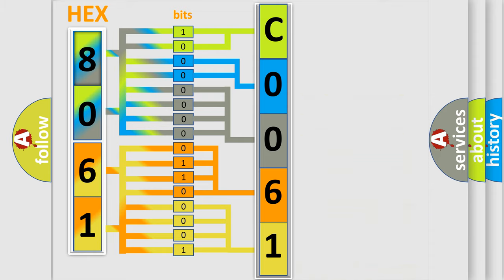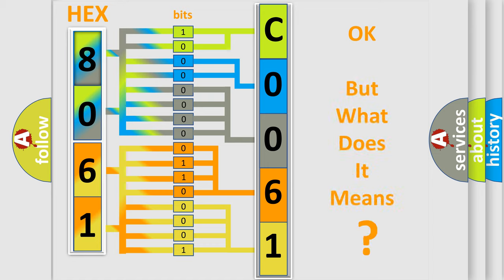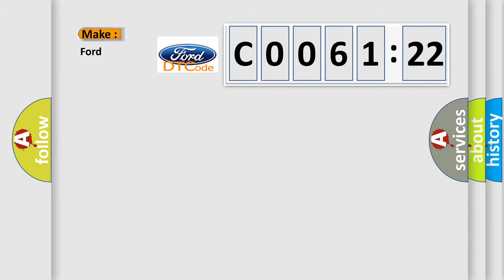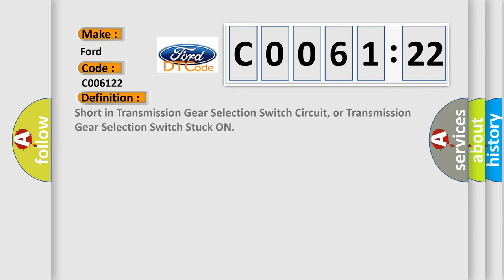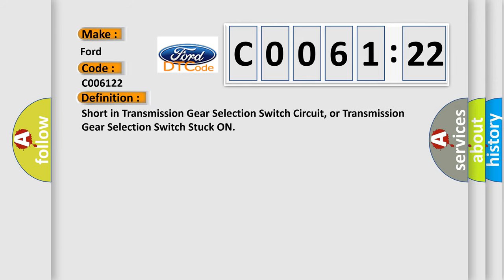We now know in what way the diagnostic tool translates the received information into a more comprehensible format. The number itself does not make sense to us if we cannot assign information to what it actually expresses. So, what does the Diagnostic Trouble Code C0061-22 interpret specifically for Infiniti? The basic definition is short in transmission gear selection switch circuit, or transmission gear selection switch stuck on.